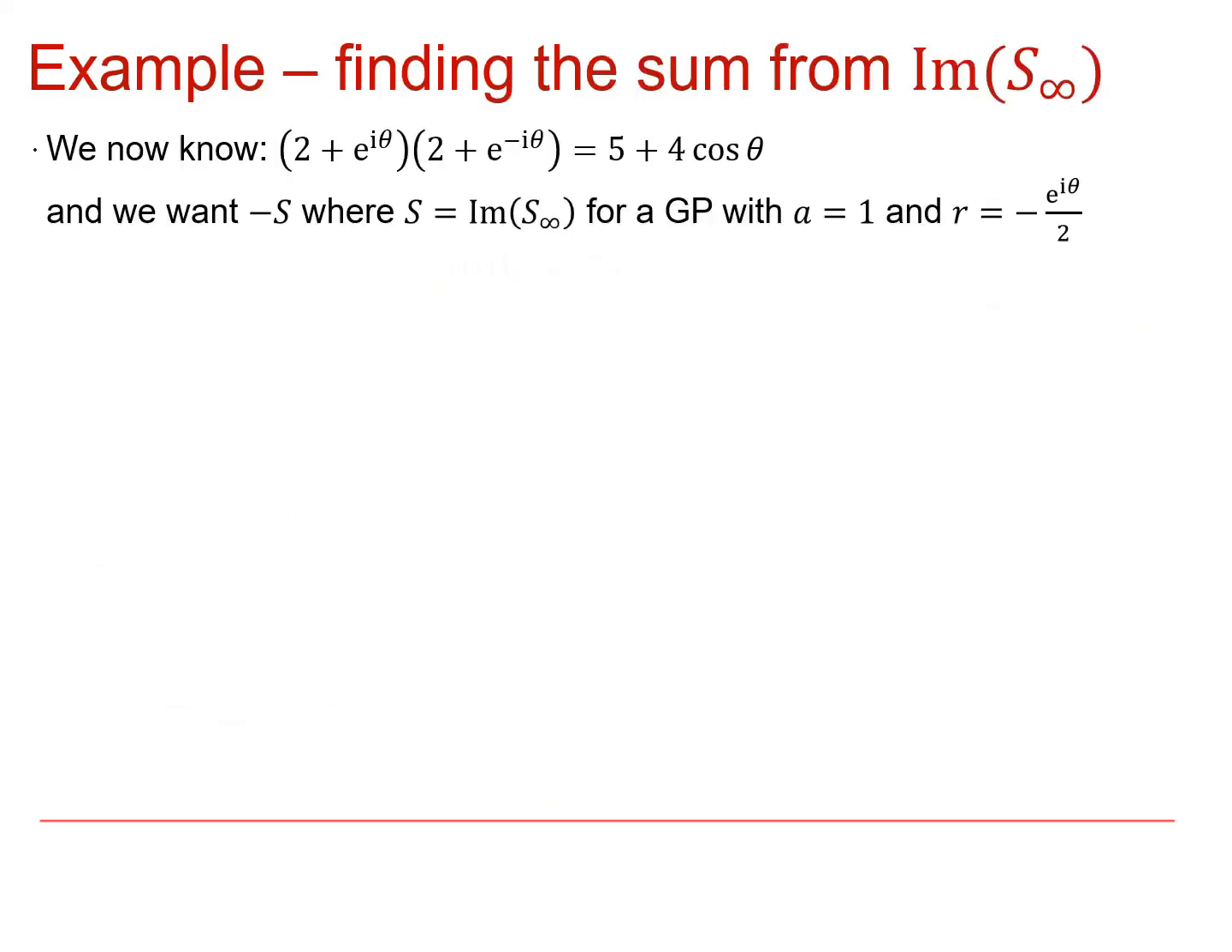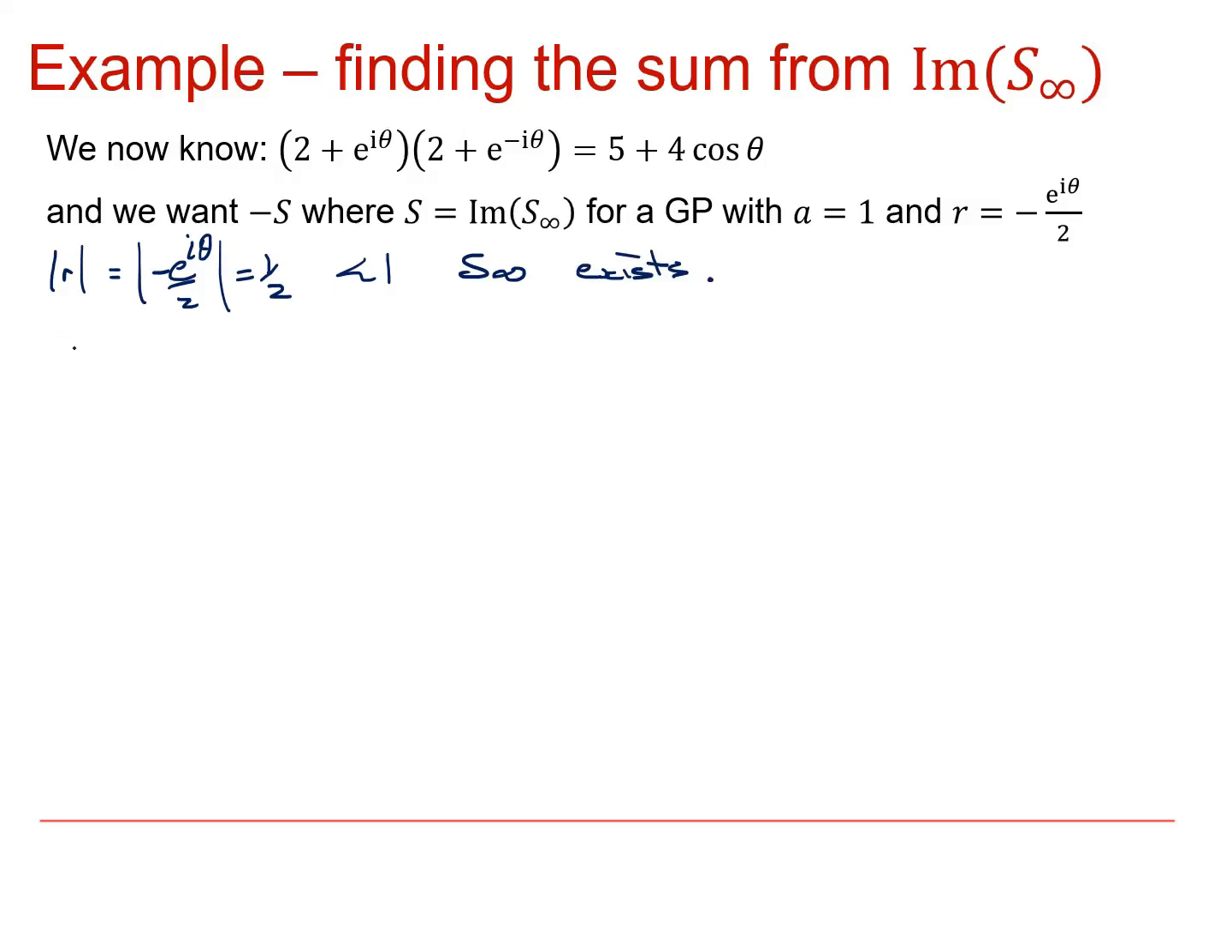So moving on from there then. This is where we'd got to. We'd established this result, and we want minus S, where S is the imaginary part of the sum to infinity for this thing here. So let's look at S to infinity. Well, the first thing we need to check is whether or not it exists. And if we look at the modulus of r, that's going to be the modulus of minus e to the I theta over 2, which is just equal to a half. Now that's less than 1, so we're happy that the sum to infinity exists.